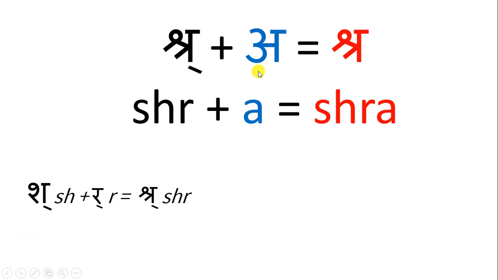Now you know the process to get the sounds. All you have to do is add the vowels to the root consonant. So I'm not going to explain the process in detail. I'm just going to go through all the sounds and see how to write them. Let us see how to write the first sound, shr.